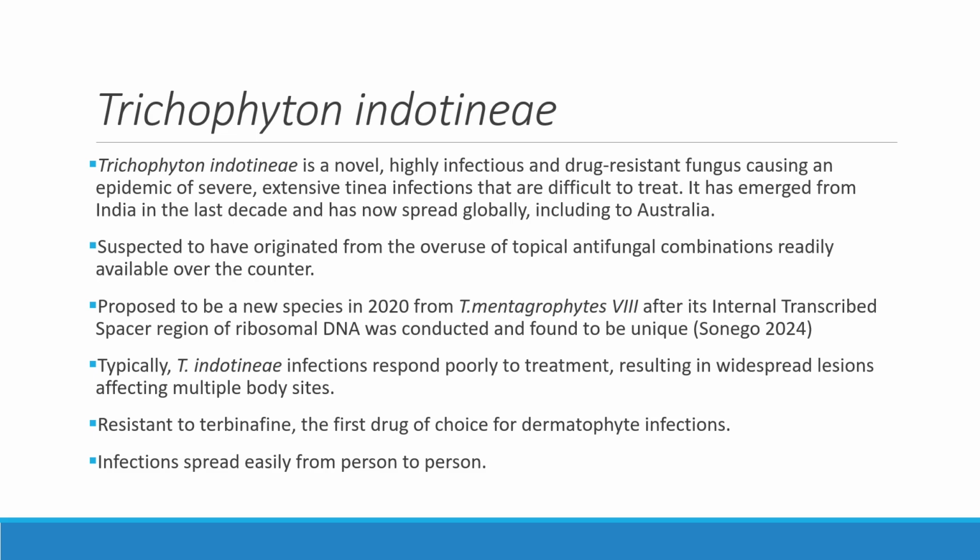Trichophyton indotineae is suspected to have originated due to the overuse of topical antifungal combinations that are readily available over the counter in other parts of the world. In 2020, it was proposed to be a new species from Trichophyton mentagrophytes variant 8 after its internal transcribed spacer region of ribosomal DNA was sequenced and was found to be unique.